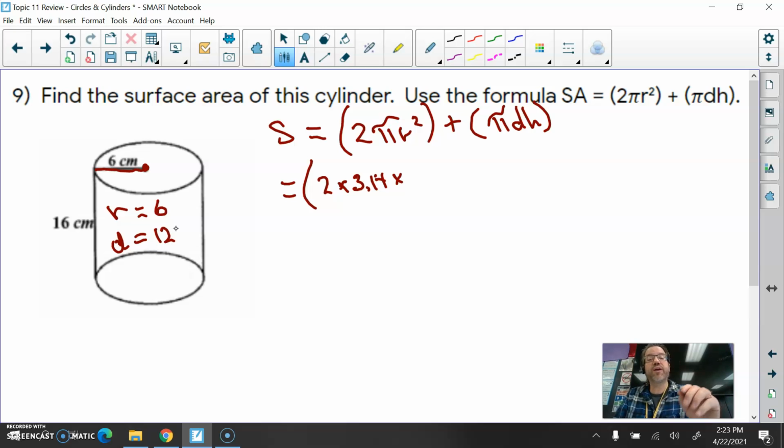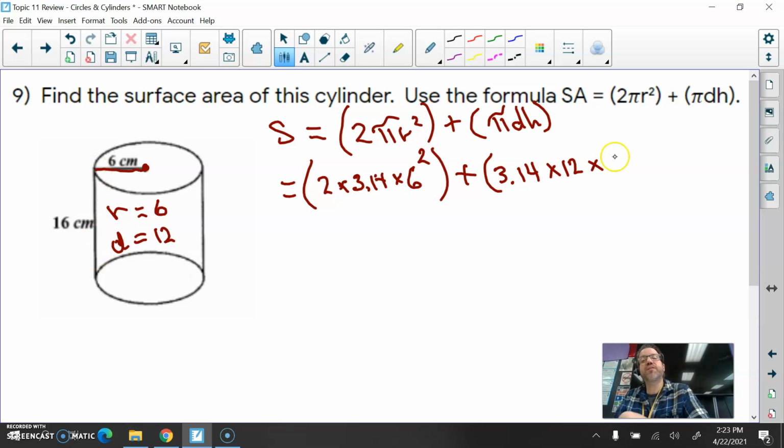And so now let's go ahead and finish this. 2 times pi, 3.14, times the radius, 6 squared, plus, and then in my second quantity, pi, 3.14, times the diameter, d is 12, times height, which is 16. All right. I need to solve what is in this set of parentheses. Then I can add those results together.